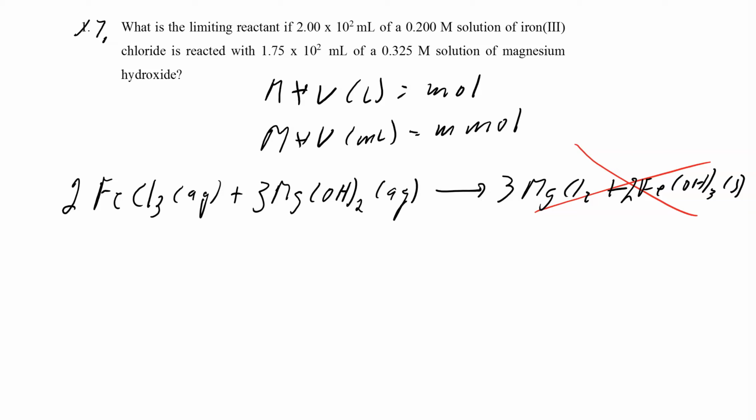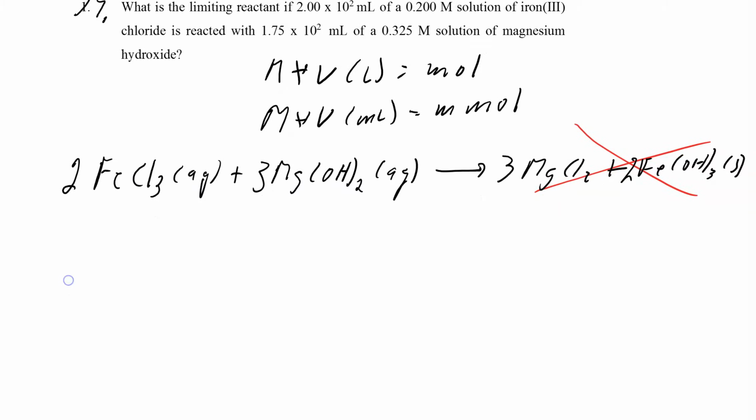We now can calculate the number of millimoles of our iron chloride and our magnesium hydroxide. To do that, we are simply going to take the molarity. Let's do the iron chloride first. For iron chloride, we have 200 milliliters, and we're going to multiply that times a concentration of 0.200 molar, which is moles per liter. When we multiply that together, we get 40.0 millimoles.